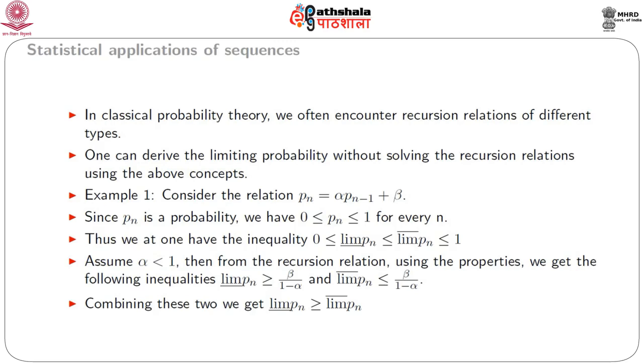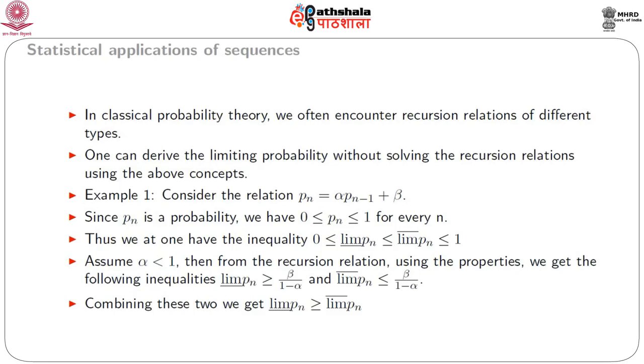So our next application is related to recursion relations of different types. In classical probability theory, we often encounter recursion relations of different orders. And in such cases, either an exact solution is needed, or an asymptotic or a limiting solution is needed at least. So now we shall give an example, or say one method, of determining the limiting probability from a recursion relation without deriving the exact form of the equation.